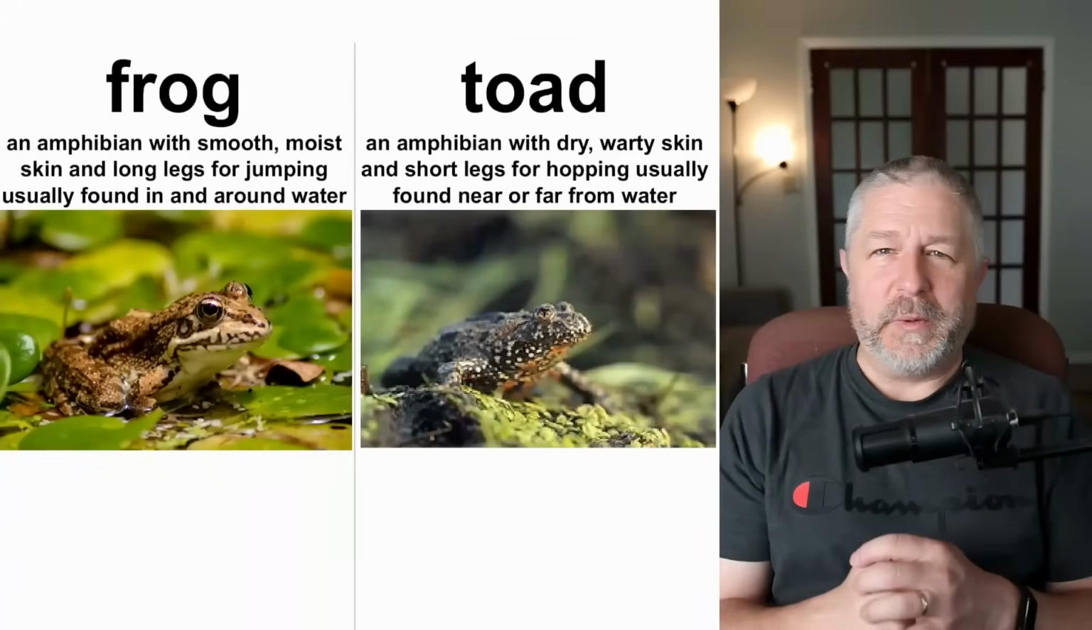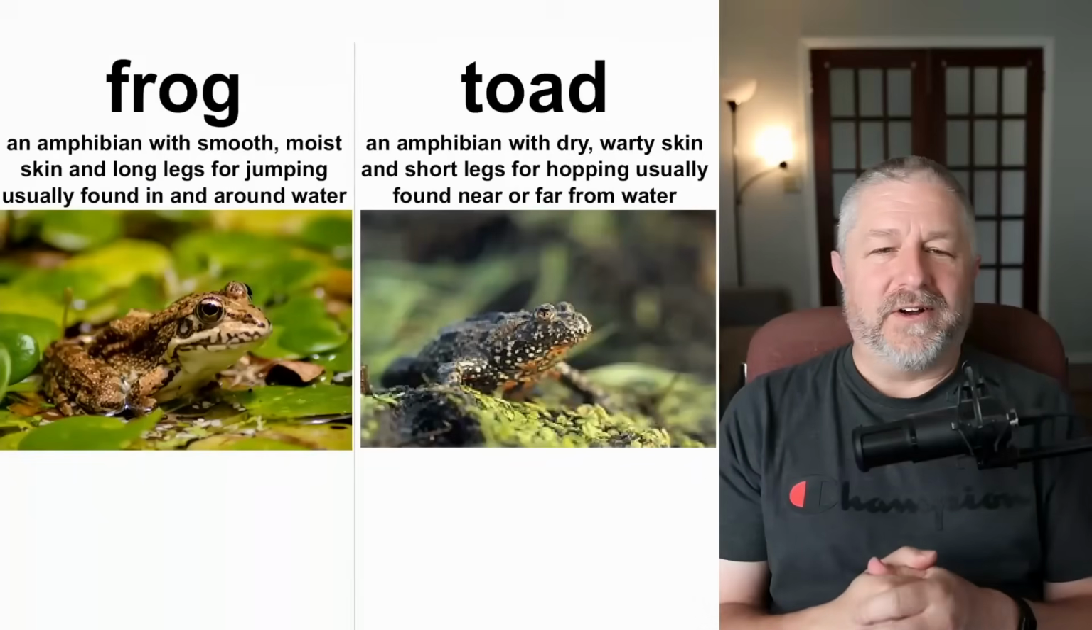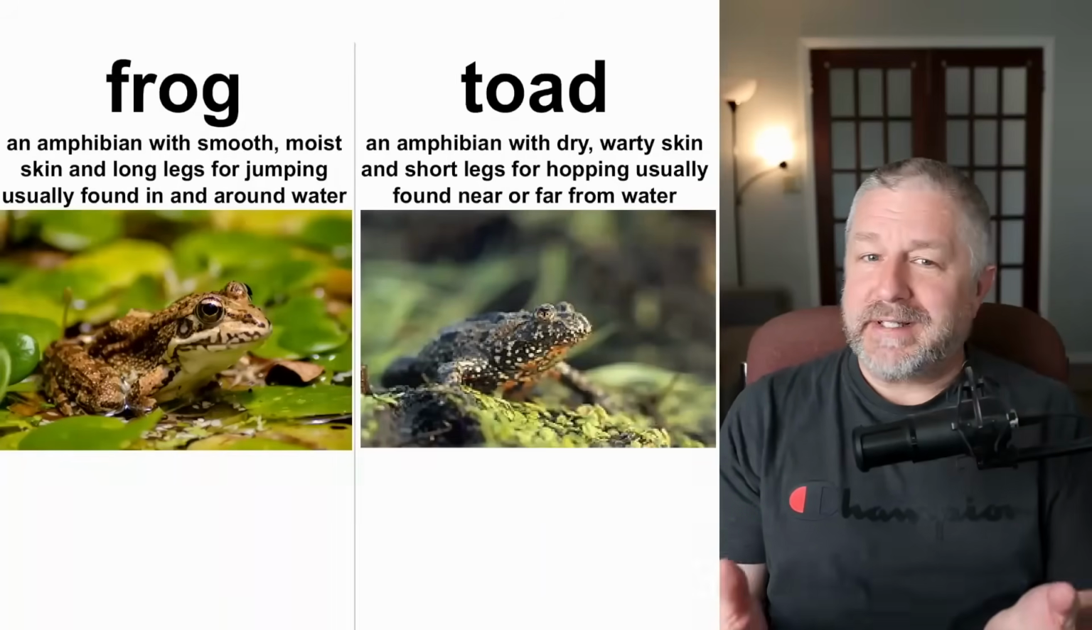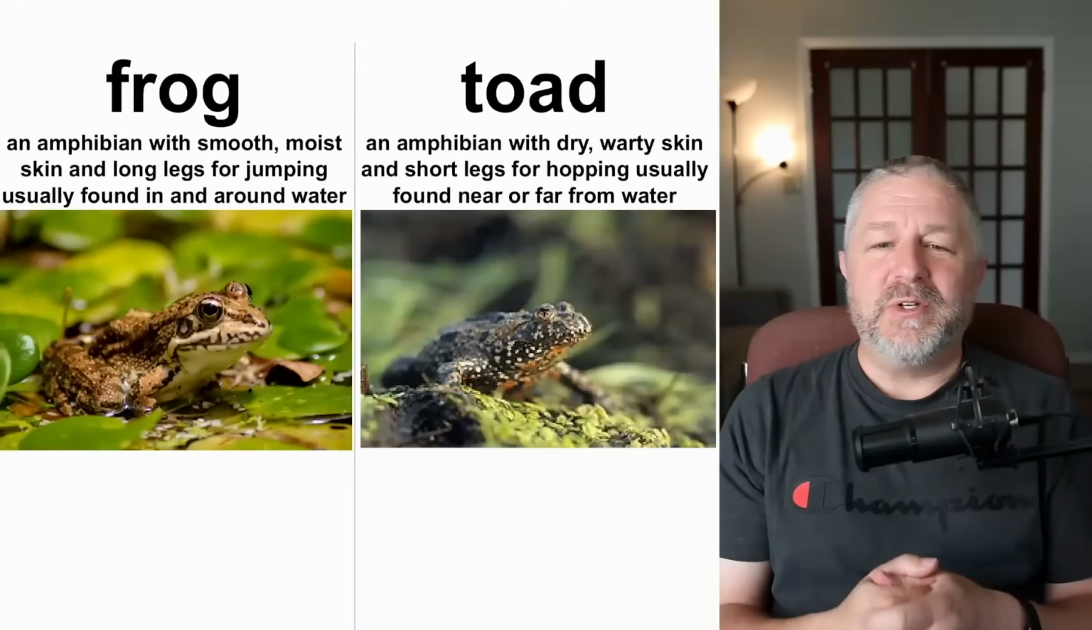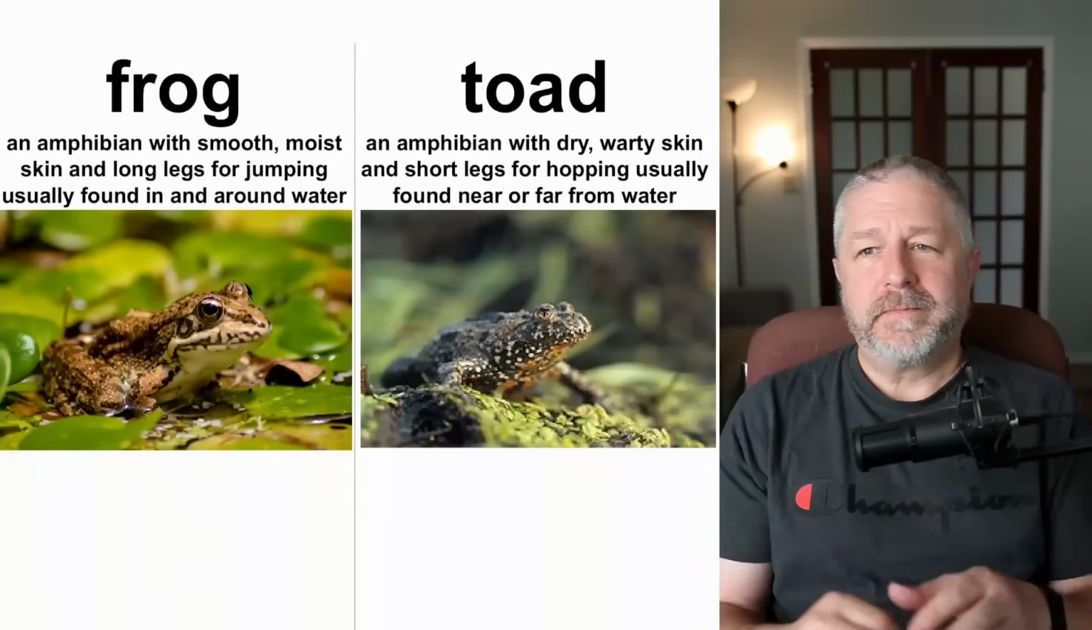Frog and toad. So a frog is an amphibian with smooth, moist skin and long legs for jumping, usually found in water or around water. A toad is an amphibian with dry, warty skin and short legs for hopping, usually found near or even far from water. So a slight difference there.